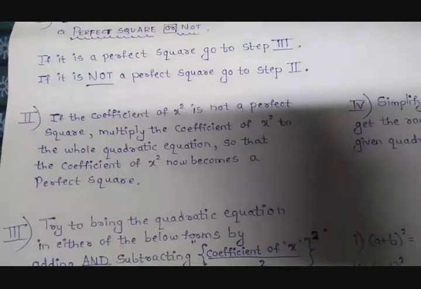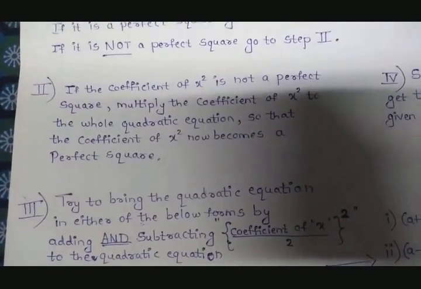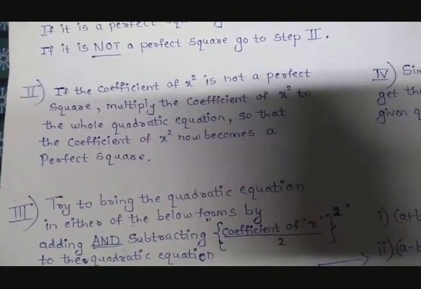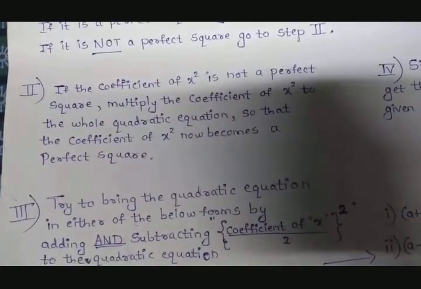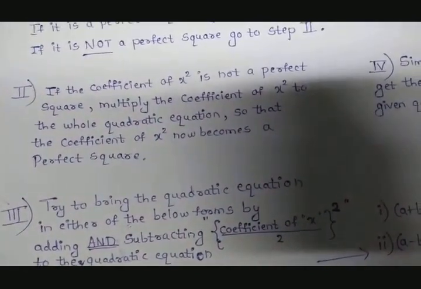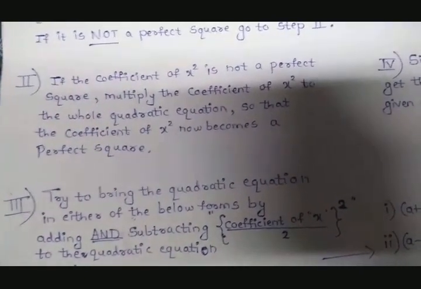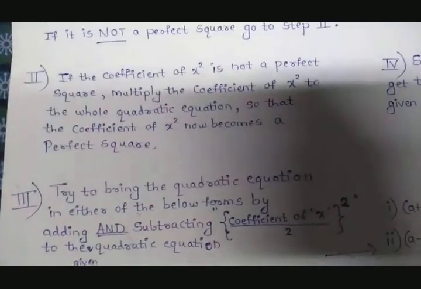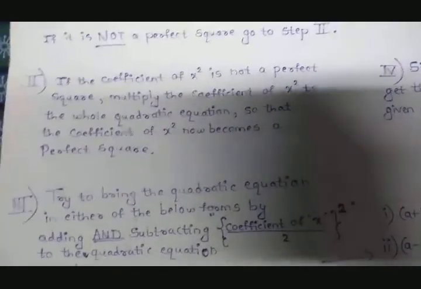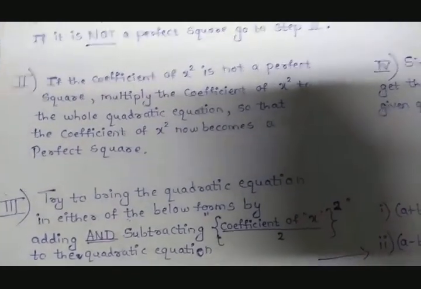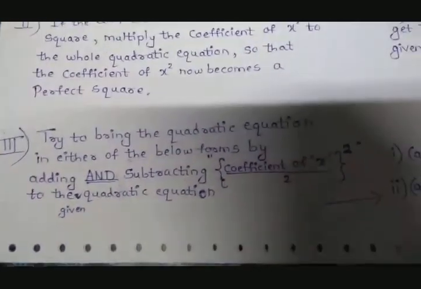So now let us go to step 2. If it is not a perfect square, you have to make it a perfect square by multiplying the whole quadratic equation by the coefficient of x square, so that the coefficient of x square now becomes a perfect square. So after making it a perfect square, now let us go to step 3.